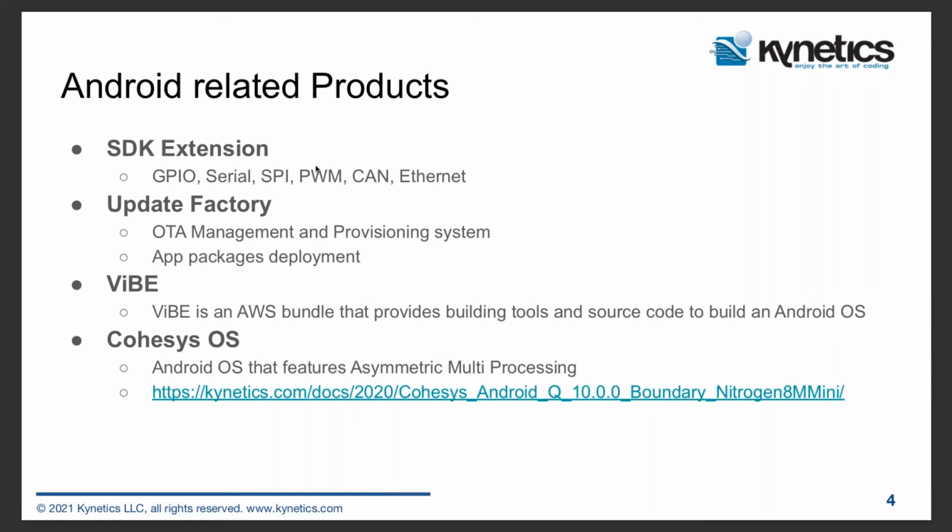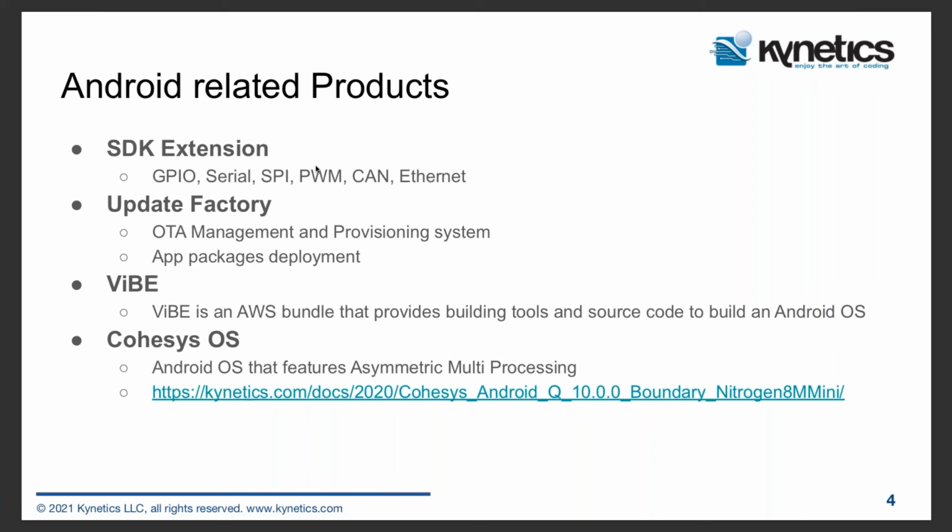Then we have a clustered high availability OTA system called Update Factory. Many customers of ours use Update Factory for their operating system updates and also for delivering application updates. Another product is the Vibe. Vibe stands for Virtual Building Environment. It is our way to deliver source code to customers when we are done with a project, and it is a bundle that provides all the building tools and all the source already built for you, tested and ready for you to take over.